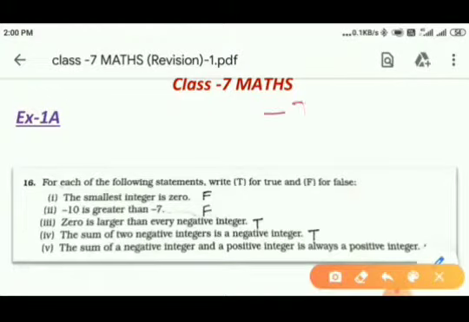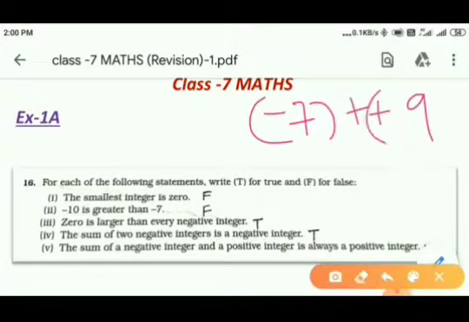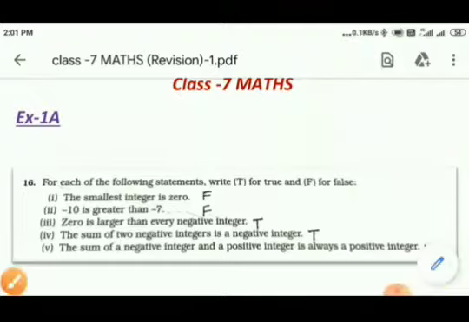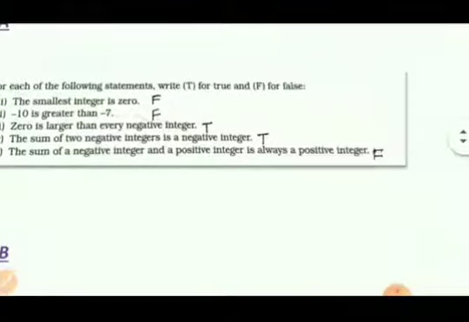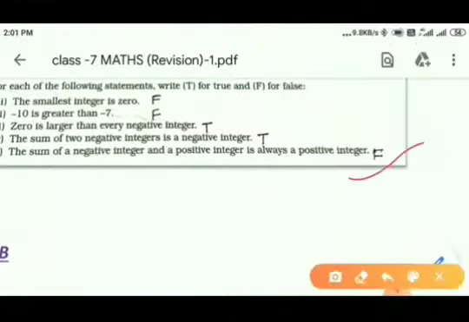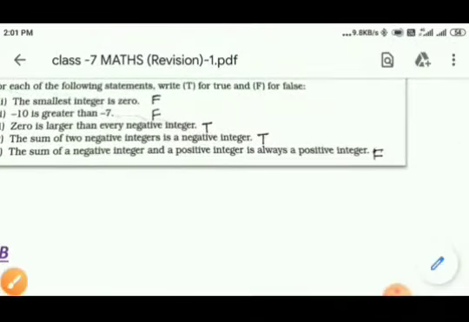The next one is the sum of a negative and a positive is always a positive. Suppose we take one negative and one positive and we want to add them. What will happen? If the signs are different we need to subtract, and the sign will be that of the greater number. So it will not always be positive. That's why the statement is false. Is that clear? I hope these true false statements are clear.